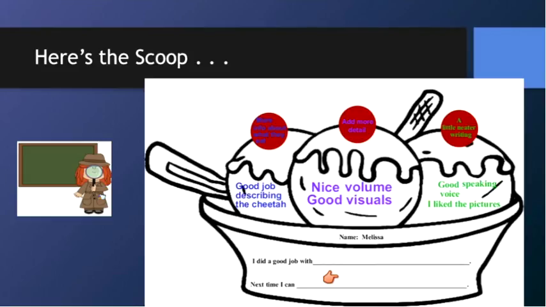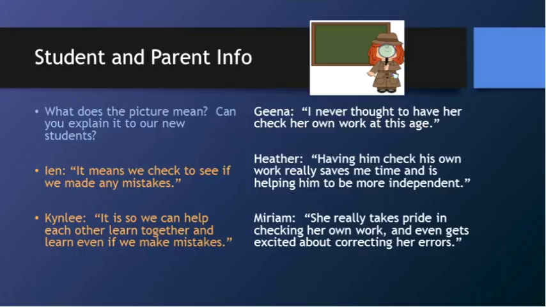So my typical Class Connect sessions run about 30 minutes, 35 maybe. That's about all I can keep a kindergartner engaged. So this is a direct conversation from a new student experience. I ask a student what this picture means, and ask them to explain it to the new student in class. Ian said it means we check to see if we made any mistakes. And Kinley says it's so we can help each other learn together and learn even if we make mistakes.